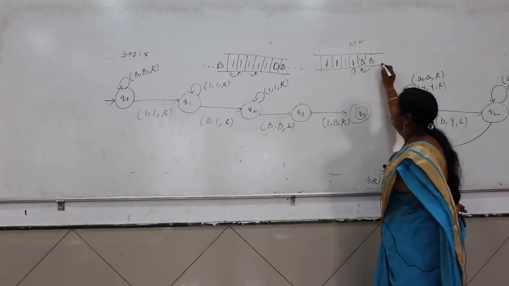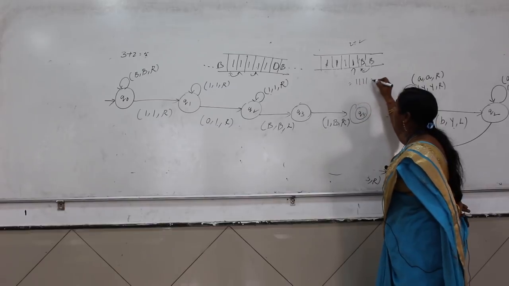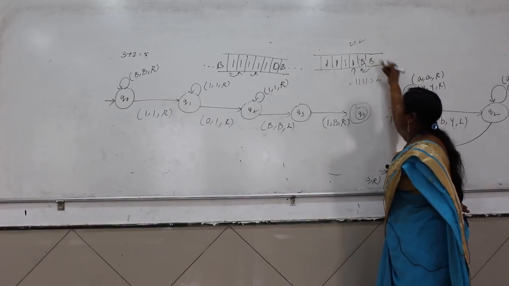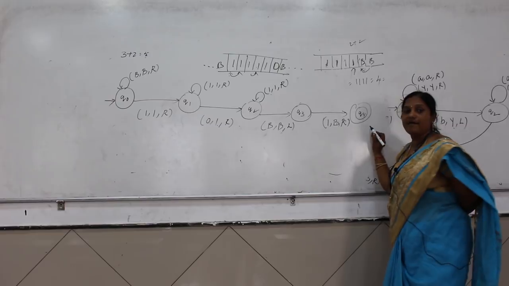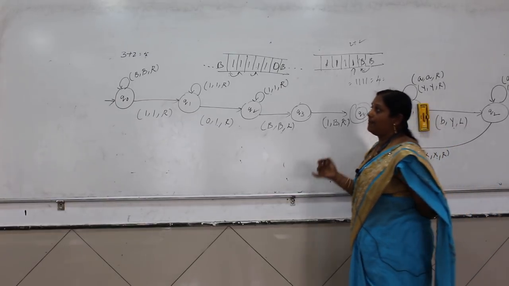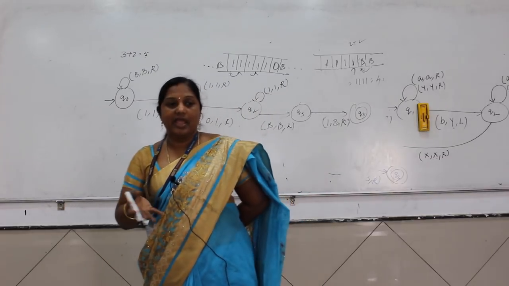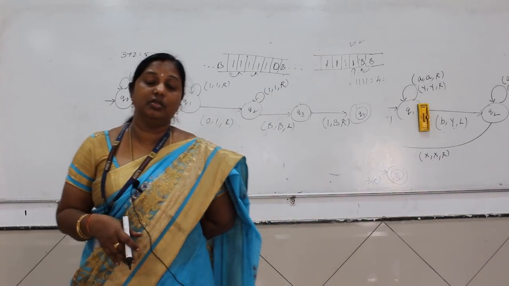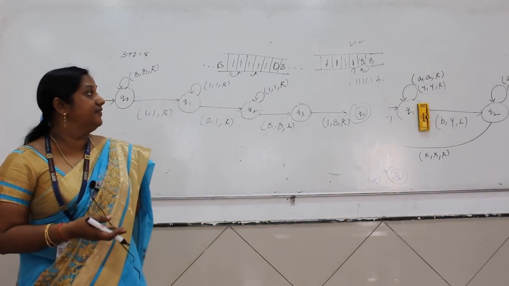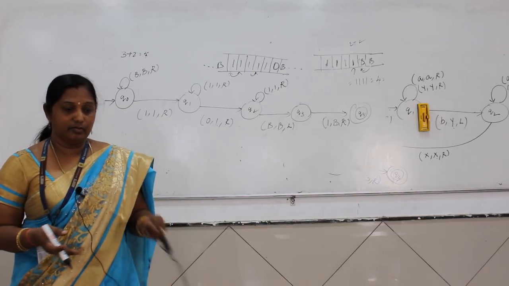See, in my input tape, now I have 4 ones. That is equal to 4. The 2 plus 2 is 4. That was reached to the final state. This is how I am performing the addition of 2 numbers by using the Turing machine. Then you can perform the subtraction, multiplication with the help of this Turing machine. Right? Go ahead. Thank you.